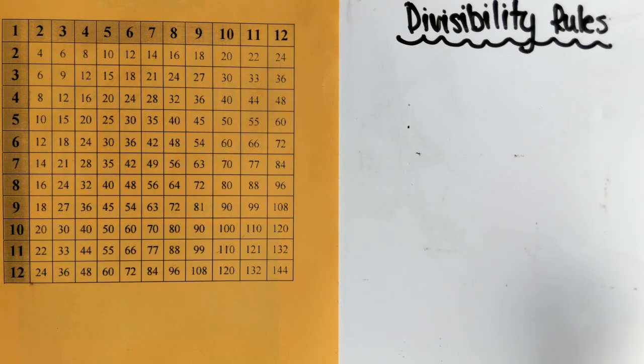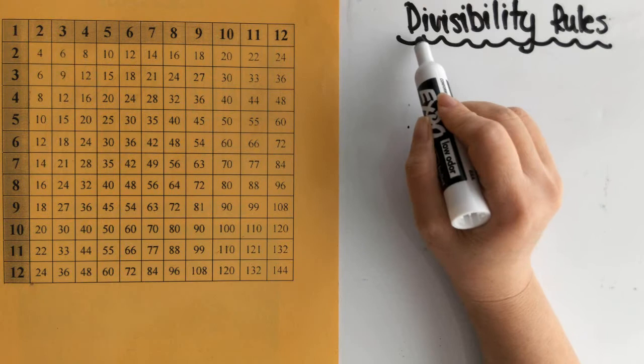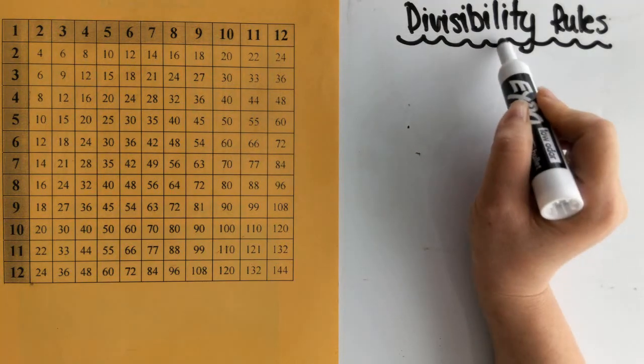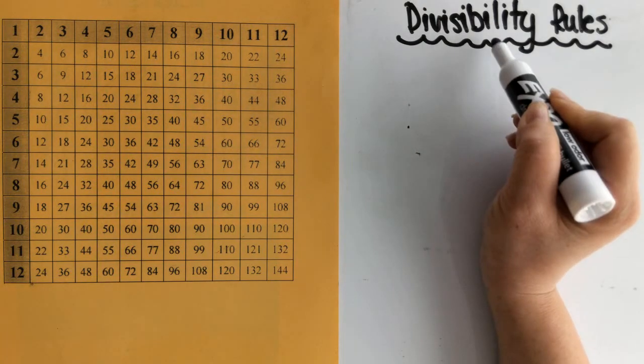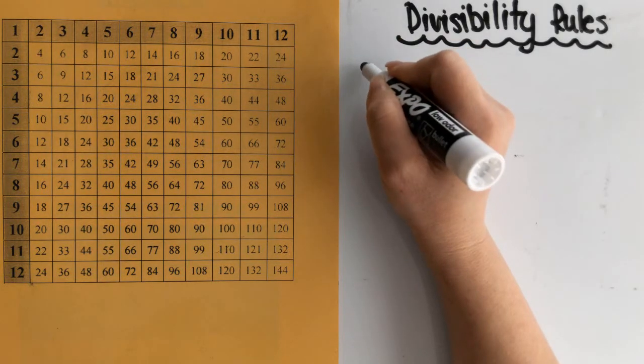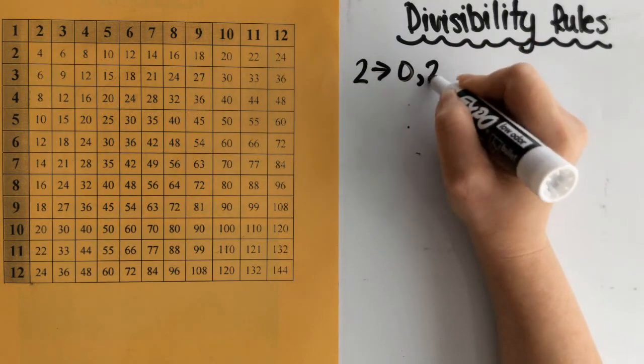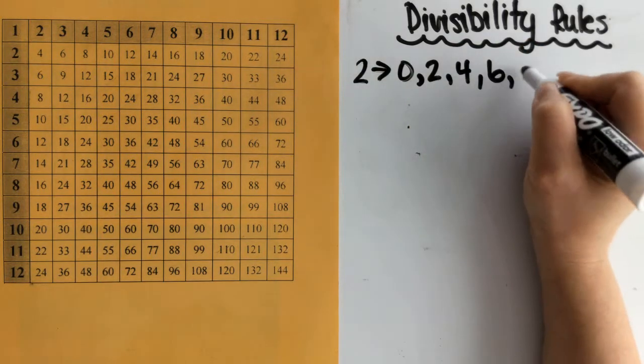If you don't know what divisibility rules are, we talked about this in class, the root word is divisible. That means it has to do with something dividing. To see if a number is divisible by 2, check if it ends in 0, 2, 4, 6, or 8.